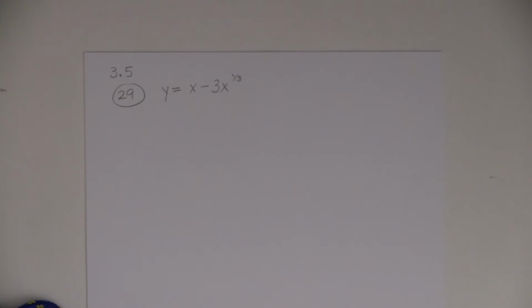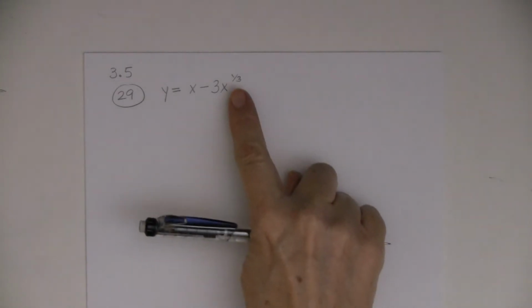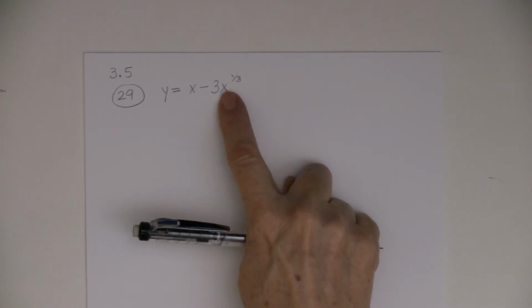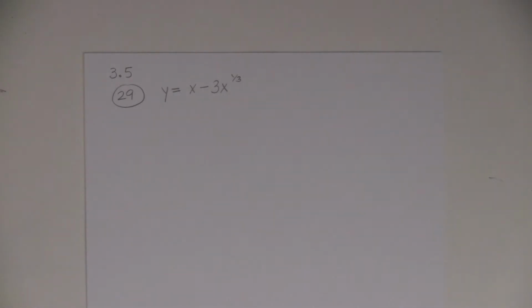I was asked to do this problem, 3.5, number 29. It's a graphing problem, and so we'll give a try to it. The domain is something I should think about first. I sometimes forget to think about the domain first, but it doesn't have any domain issues because this is raised to the 1/3. If that had been raised to the 1/2, then I'd have to make sure that that's positive, right? So I don't have to worry about that.